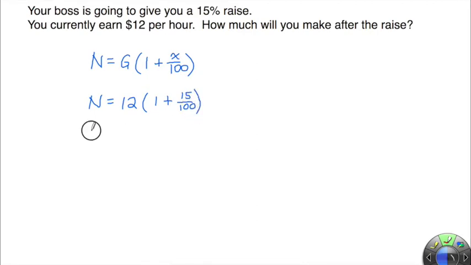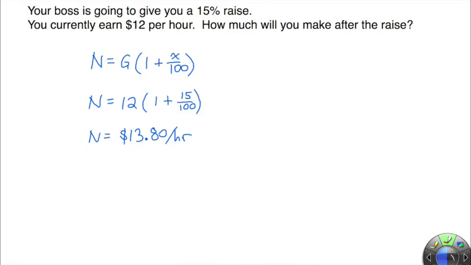So to find the new salary, it's going to be in money, of course, and I just type this in the calculator exactly the way it looks, including the parentheses. So let's see here, 12 parentheses 1 plus 15 divided by 100, and then hit enter. So now you will be making $13.80 per hour. And that's how you would find your raise after a 15% increase.